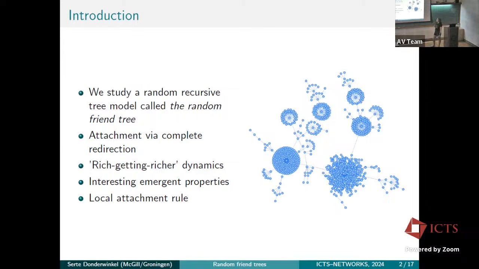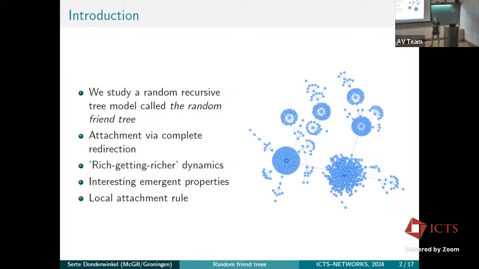This model has rich-getting-richer dynamics, or actually more like rich-with-poor-friends getting richer, because the more neighbors you have, the more likely they're going to pick you as the friend that they send the new point to. Especially if your friends have very few neighbors, then you're likely going to accumulate a larger and larger degree. So this has interesting emergent properties.